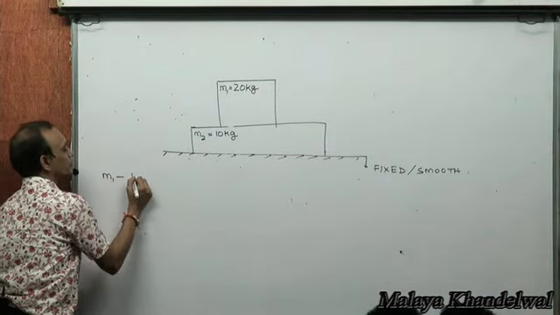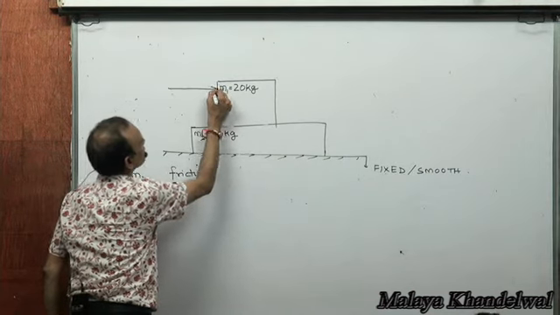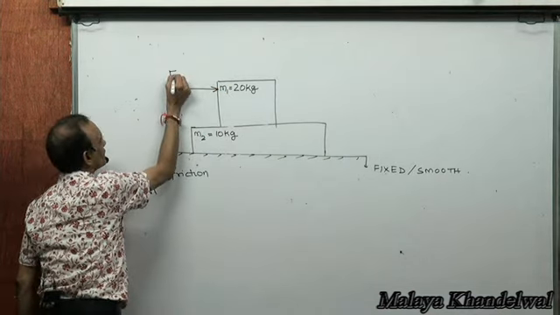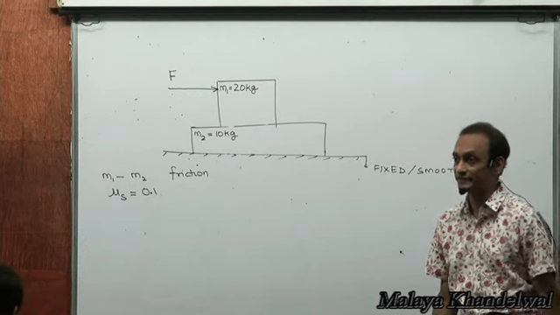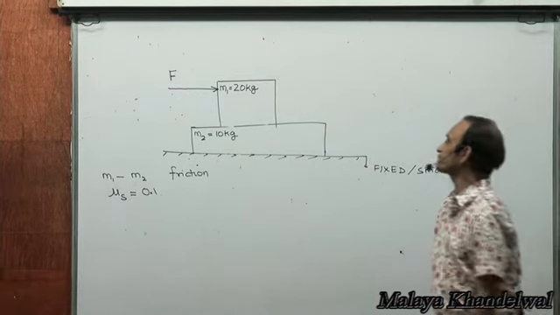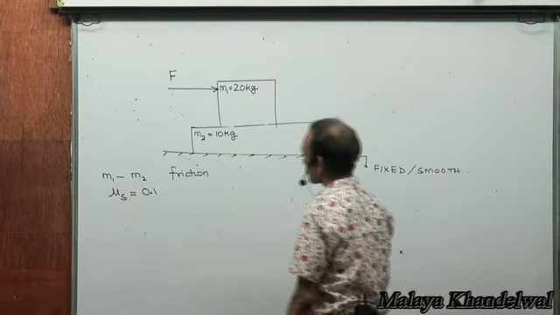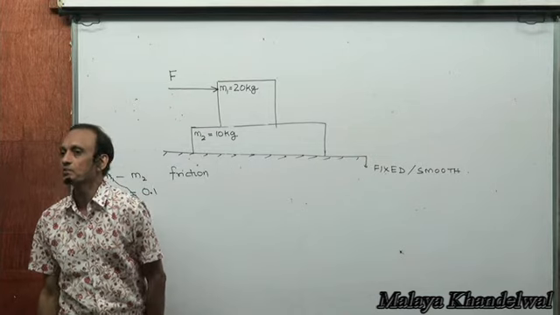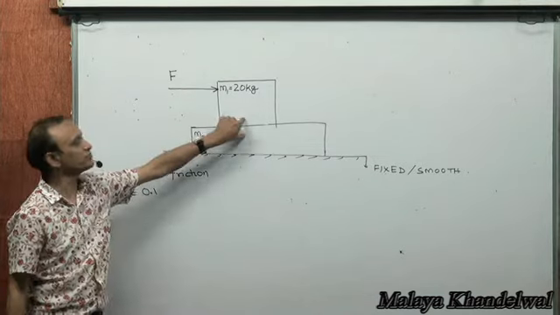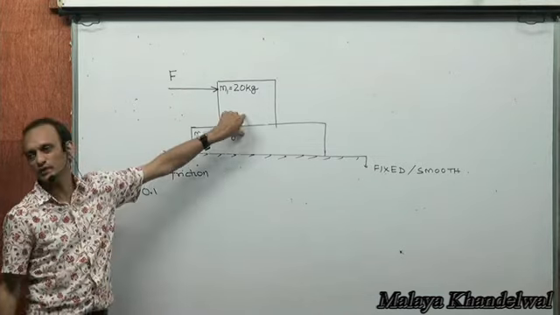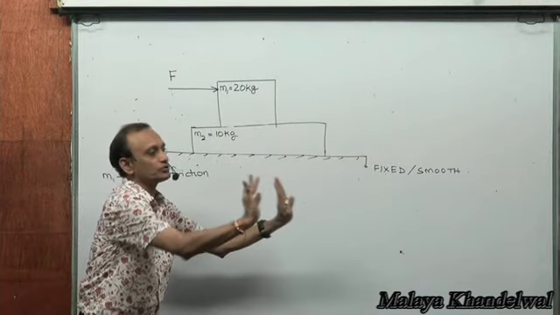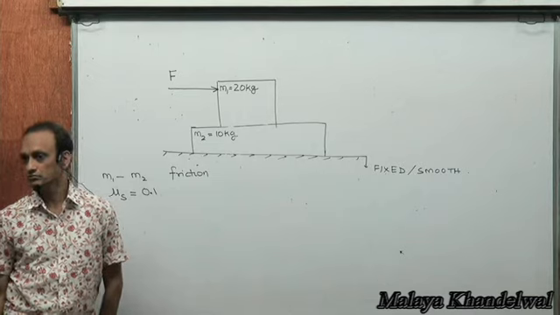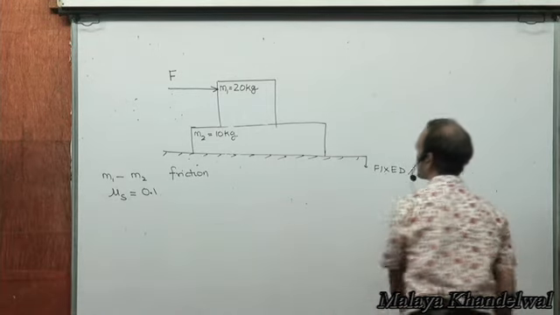Now, I apply a force on m1 parallel to the horizontal. I apply a horizontal force on m1. Okay. Now, when this force is really small, there would be no relative motion between m1 and m2. They would move together to the right with a common acceleration. But first of all, let me compute some basic properties.